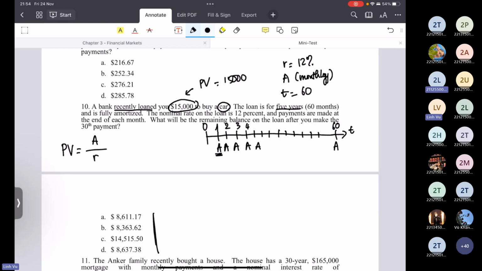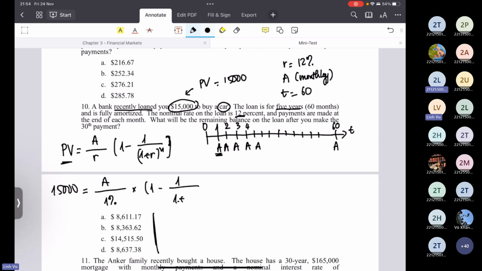Khi mà các bạn discount về thời điểm hiện tại thì nó sẽ ra được giá trị của PV, đúng không ạ? Chúng ta sẽ có là 15.000 nó sẽ bằng với A chia cho R, đây là 12%. Nhưng mà 12% này là 1 năm, đúng không? Chúng ta sẽ phải chia cho 12 tháng. Cho nên là đây sẽ là 1% và nhân với 1 trừ đi 1 chia cho 1 cộng 1% mũ 60, đúng không ạ? Thì các bạn sẽ tính ra được cái giá trị A này. Và cái A này nó là monthly payment.